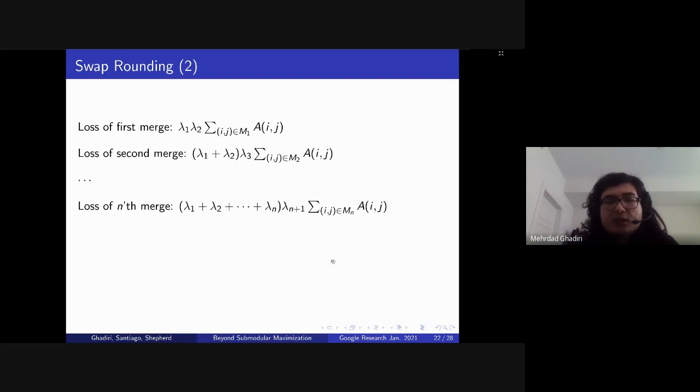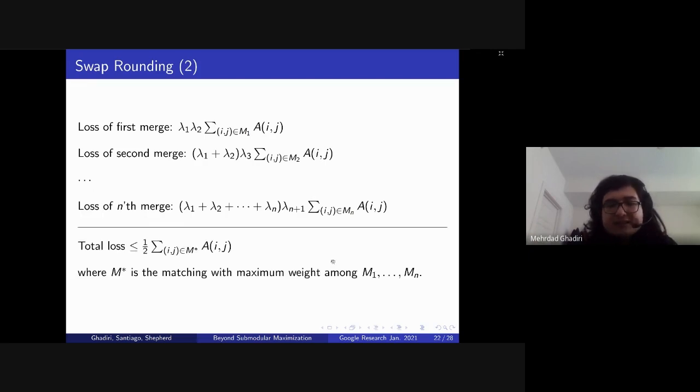The loss of the second merge, because the weight of the new base is lambda 1 plus lambda 2, is lambda 1 plus lambda 2 times lambda 3 times the size of the matching for this second merge. And so on and so forth. The loss of the nth merge is the sum of lambda 1 to lambda n times lambda n plus 1 times the weight of the matching for the last merge.